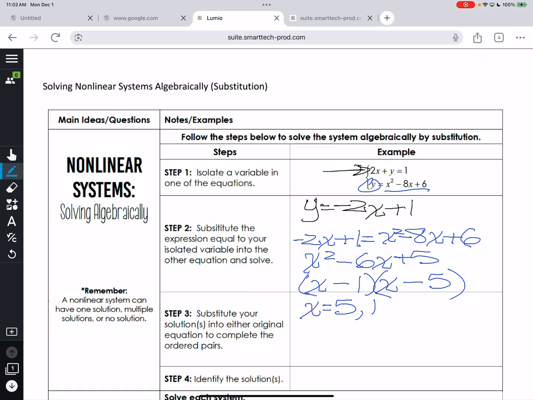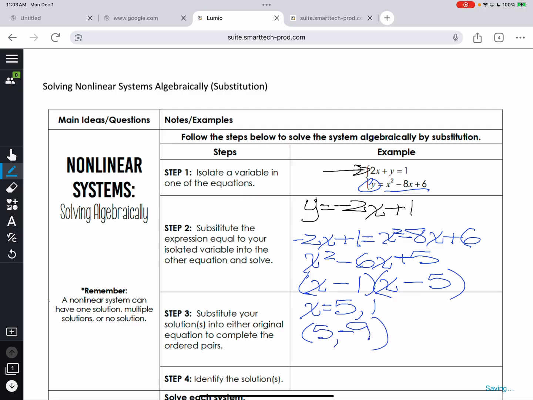But now what we need to do is go plug in to the original. It doesn't matter which one. I'm going with linear, so I don't have to square things and do all of that. But you're going to take each of those separately. So you'll have 2 more solutions, the y partner for 5 and the y partner for 1. So it should be 5, negative 9. I would just do the 2x plus y equals 1, plug that in where x is 5. So y equals 1 minus 10. So that's 5, negative 9.